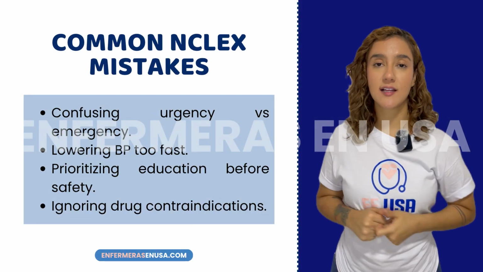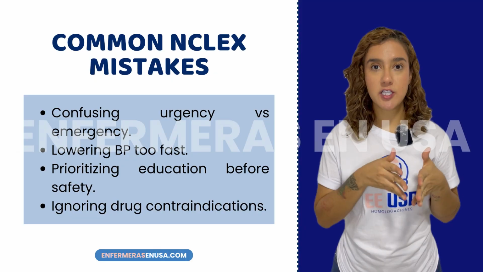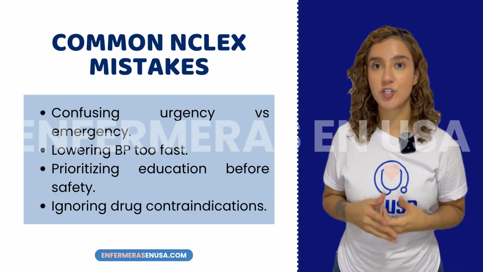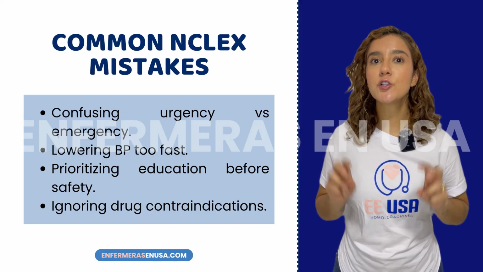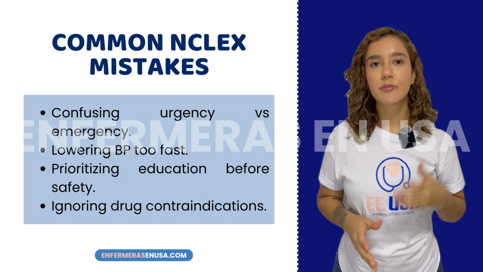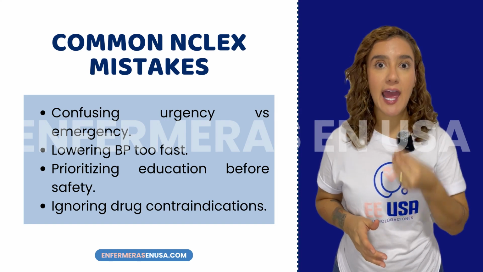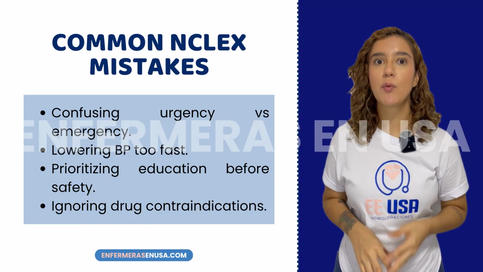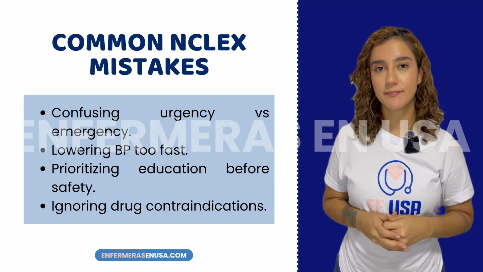Let's review common NCLEX mistakes. Confusing urgency versus emergency. Don't give aggressive IV drugs if no organ damage is present. Trying to normalize blood pressure quickly. Usually this is wrong. Prioritizing teaching before safety and monitoring. Forgetting medication contraindications, for example beta blockers in bronchospasm.